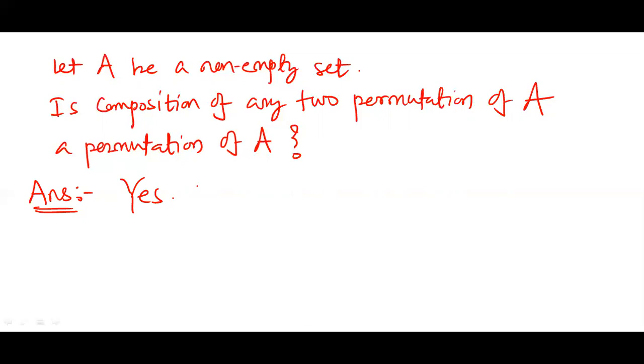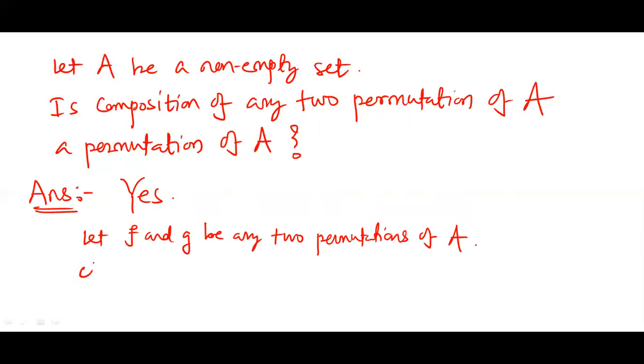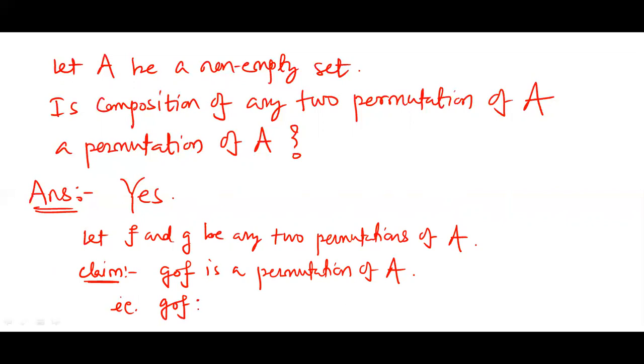Let's prove it. Let f and g be any two permutations of set A. We claim that g naught f is a permutation of A. That means we have to prove that g naught f is a function from A to A, and g naught f is a one-one and onto function from A to A.